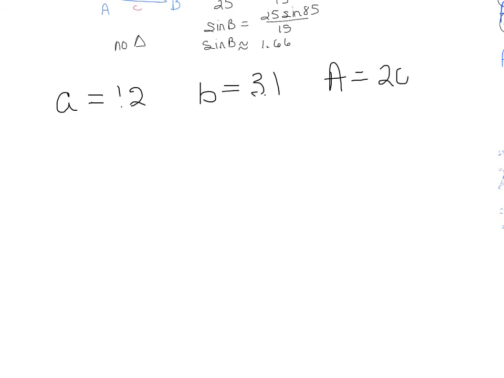Okay, here is our other triangle. Nicholas, A is 12, B is 31, and angle A is 20.5 degrees.